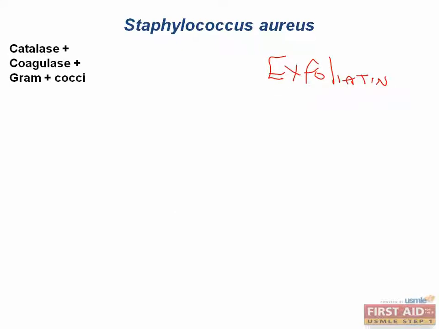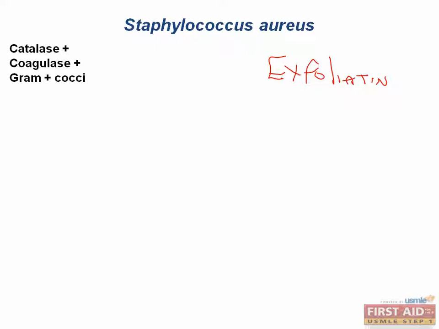Exfoliatins are specific towards desmogleins in the epidermis. They break down the epidermal layer and cause a blistering of the skin, which resembles skin that has been scalded or burned. Remember that exfoliatins are made by the cell and actively secreted into the surroundings. Staph aureus is also the most common cause of bacterial endocarditis and osteomyelitis.